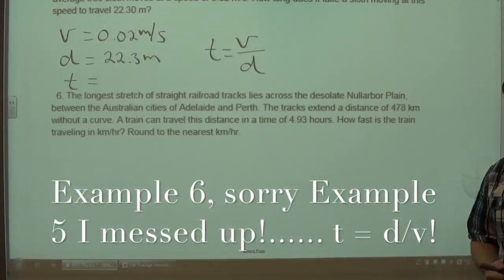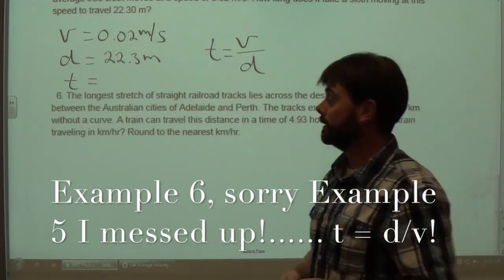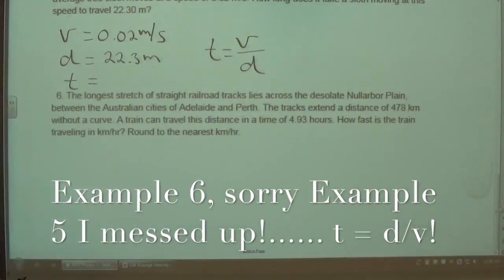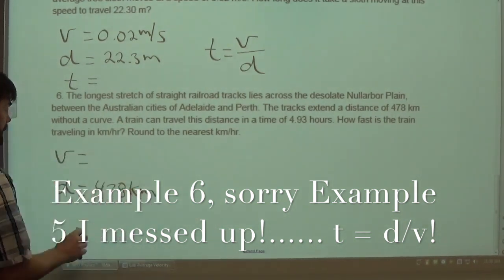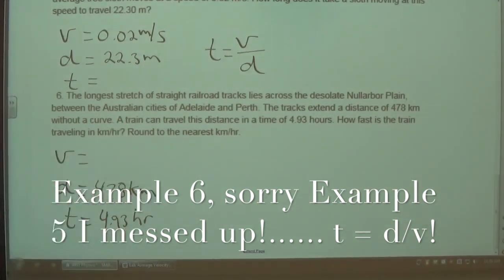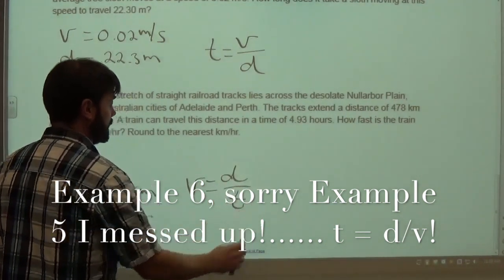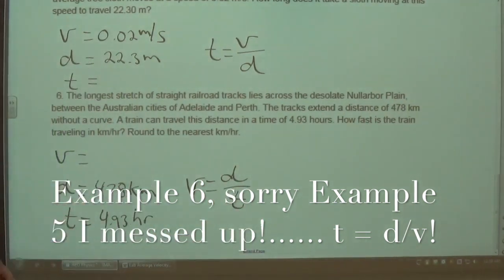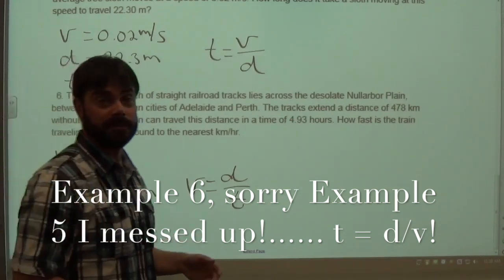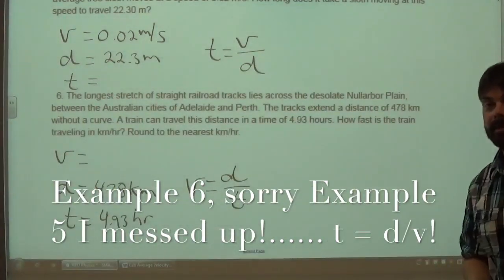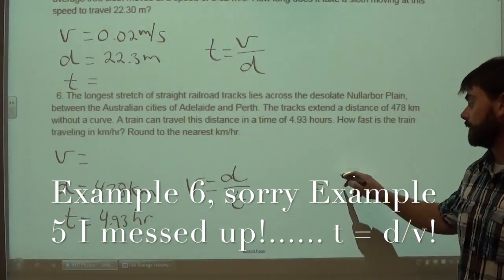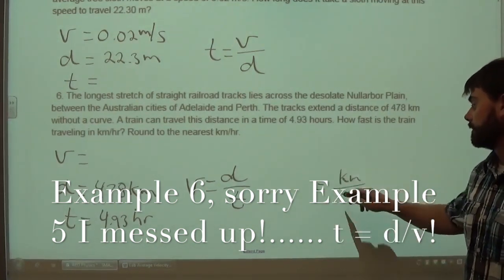And for problem number 6, this is talking about the longest straight stretch of railroad track. They say the track extends, and they want you to figure out how many kilometers per hour the train is going. So we know that velocity is going to be d over t. Plug in the units that they give you, and then again just know that your result here is going to be in kilometers per hour.